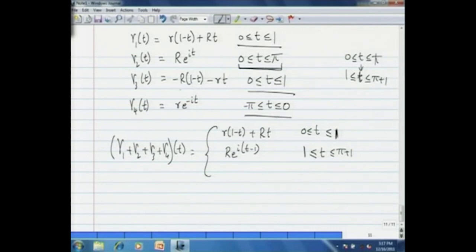And then likewise for gamma 3, I should start now at pi plus 1, and go on for an interval length 1. So, t travels from pi plus 1 to pi plus 2. How do we describe gamma 3 now? We will take this expression and compensate for the addition of pi plus 1. So, we get pi plus 2 minus t, minus r times t minus pi plus 1.